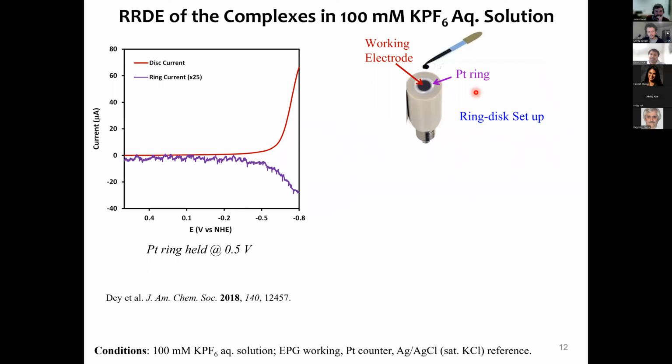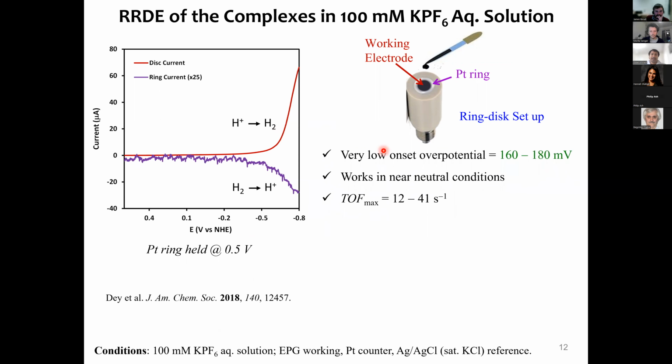So during the RRDE experiment, we fixed the platinum ring potential at a particular value for a particular pH so that it can oxidize hydrogen at the platinum ring. And from this platinum ring current, we confirm that this current is due to the hydrogen production. We have also confirmed the hydrogen production by GC-TCD. So from this, we have determined the overpotential of hydrogen reduction reaction, which is around 160 to 180 millivolt, which is very low compared to the earlier reported complexes. And also the turnover frequency is fairly high compared to the earlier reported complexes.